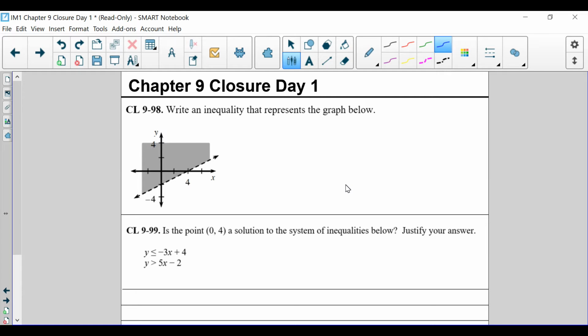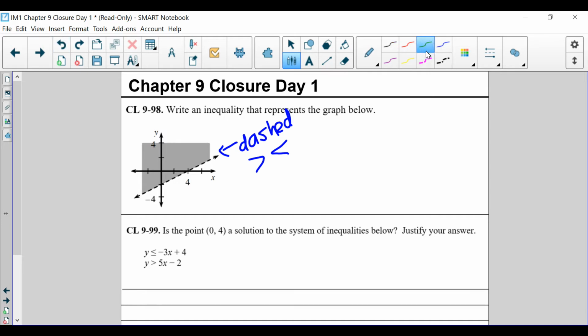Let's talk about what we notice here. With this one, we're noticing it's an inequality. That is a dashed line, so I'm going to write dashed. Because it's dashed, we know that it's either going to be greater than or less than. The reason it's not equal to is because equal to would be a solid line. But this isn't a solid line. This is a dashed line. So that's what we should have.